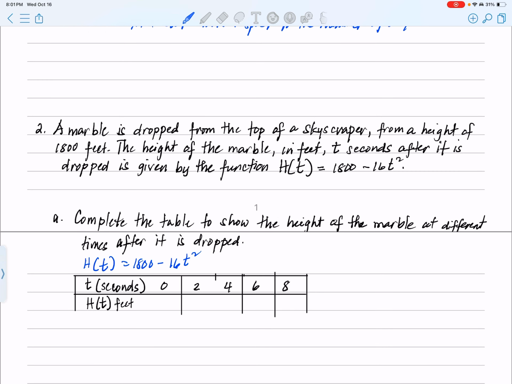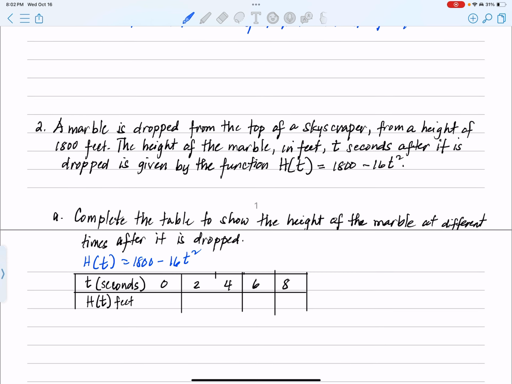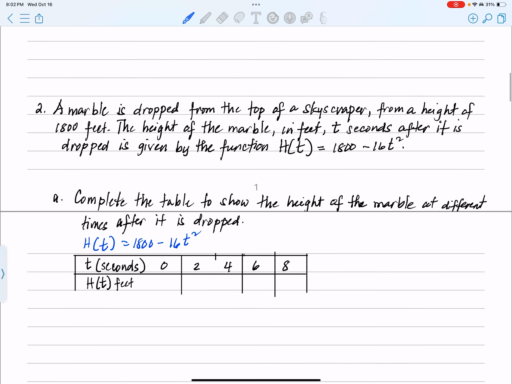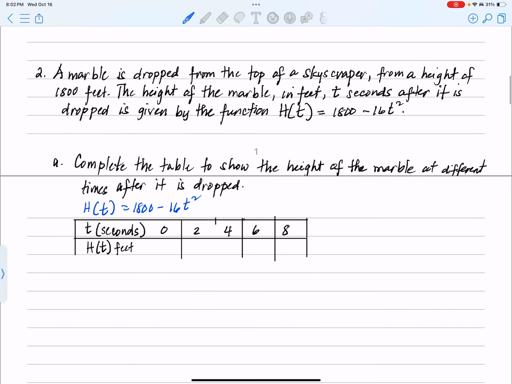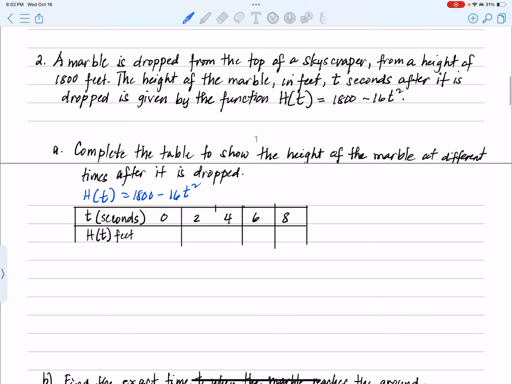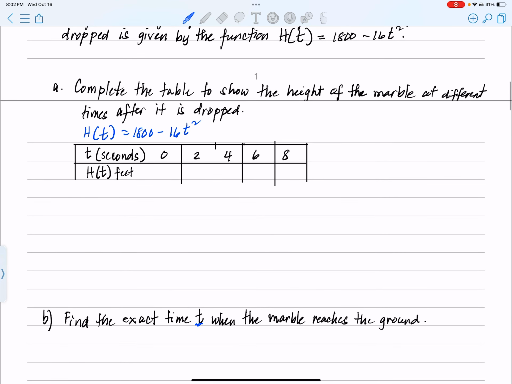A marble is dropped from the top of a skyscraper from a height of 1,800 feet. The height of the marble in feet, t seconds after it is dropped, is given by the function h of t equals 1,800 minus 16t squared. You are asked to complete the table. t in seconds: 0, 2, 4, 6, 8, and you have h of t in terms of feet. So we're going to apply the time with respect to the function.